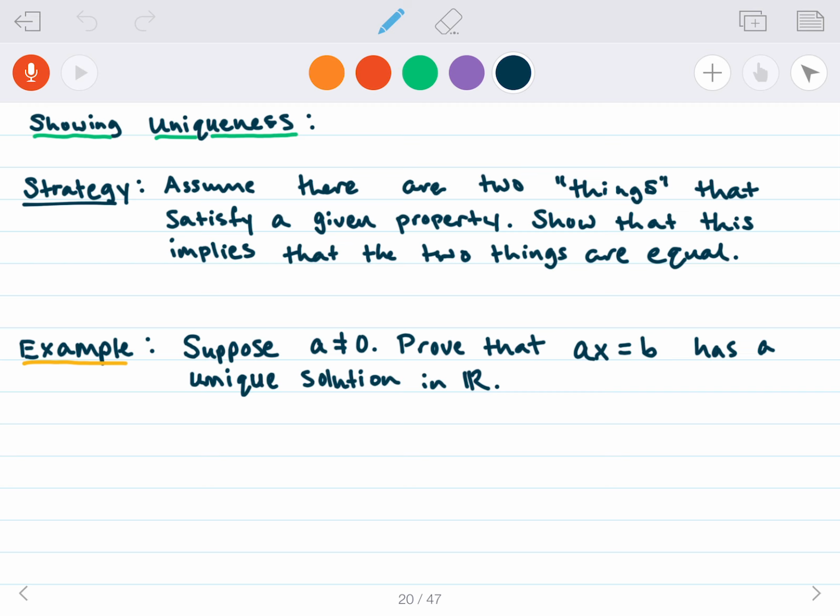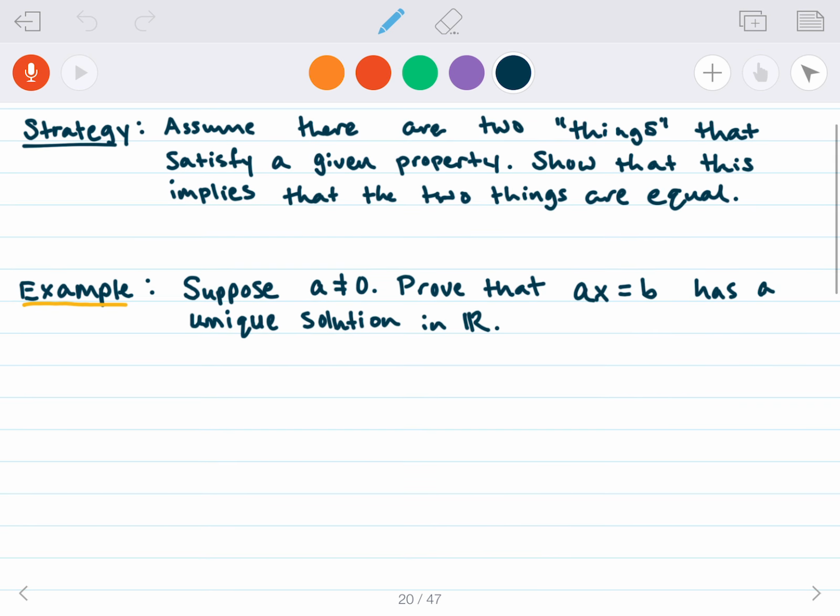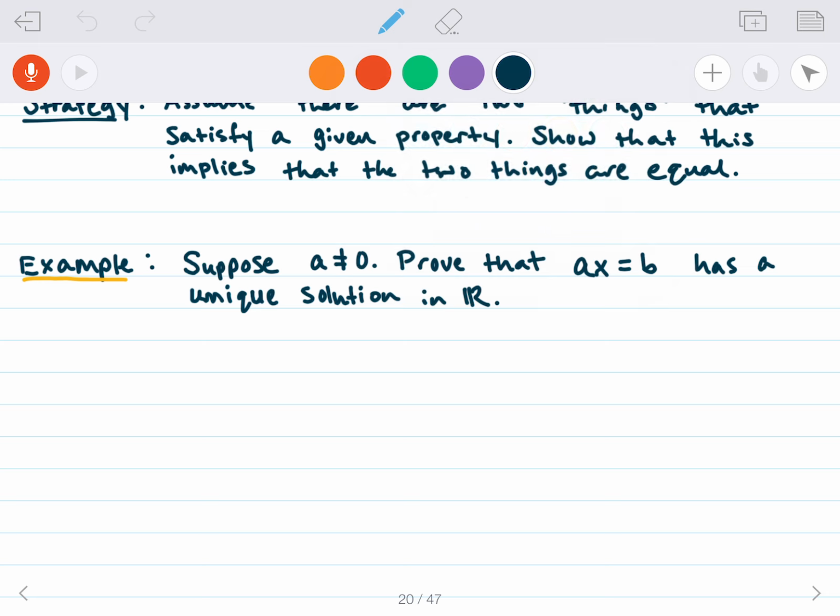Something that you'll have to do in homework eventually is to show uniqueness. And so how do you do that? Well, the strategy is that you assume that there are two things that satisfy a given property and show that this means that these two things are equal. Okay, so here's a simple example. Suppose that a is not equal to 0. We want to prove that ax equals b has a unique solution in the real numbers. And so the idea here is to assume that there are two different solutions. So let's see what that implies.